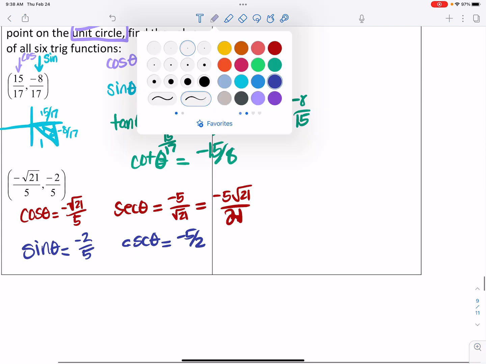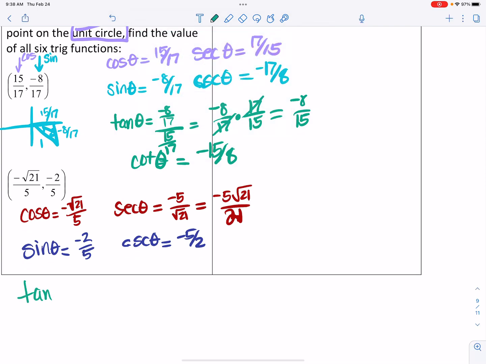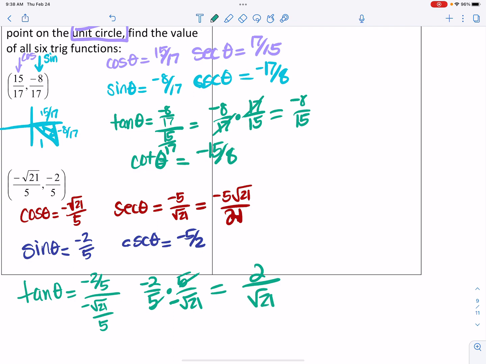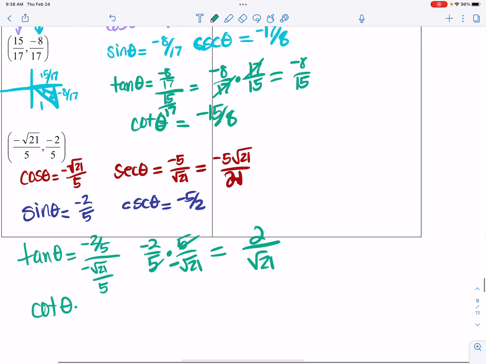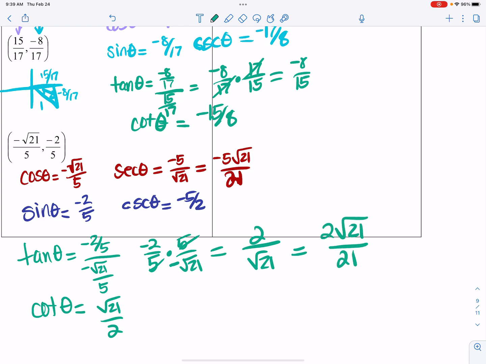And then finally, the hard one, but it's the same thing every time, it's just your rise over run. So negative 2/5 divided by a negative root 21 over 5. So negative 2/5 times copy, dot, flip. Those cancel, and you get a negative 2 over, negative over a negative is a positive. Now I know if I flip that, that is my cotangent. So my cotangent of theta is root 21 over 2. And if I rationalize this, that's 2 root 21 over 21.